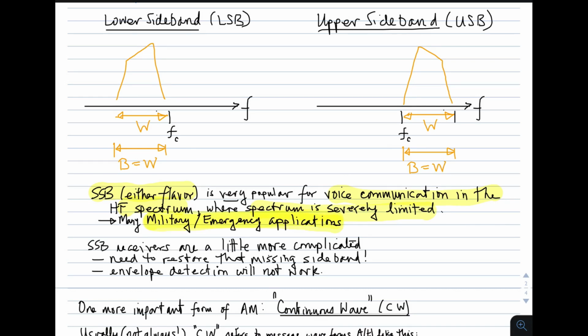A downside of single sideband is that the receivers are a little more complicated. Not dramatically so, but envelope detection is out, that's for sure. And you need to have a scheme that does not require the carrier to be present in the signal. Furthermore, a single sideband receiver needs to restore that missing sideband to get back the original message signal. So these are things which makes SSB a little bit more complicated, but not dramatically so.